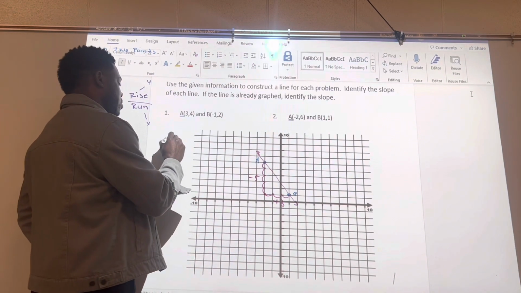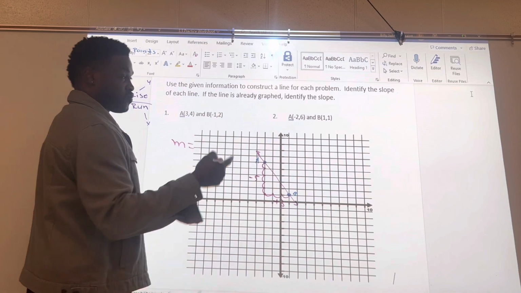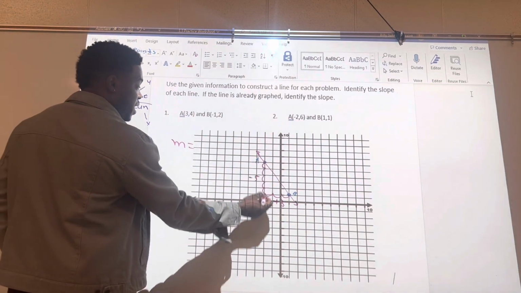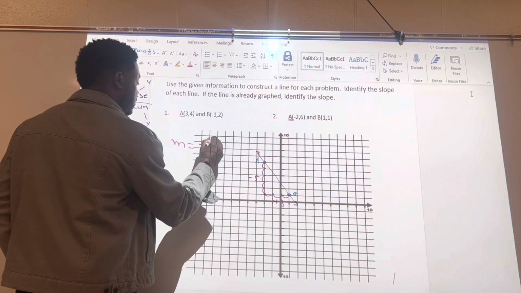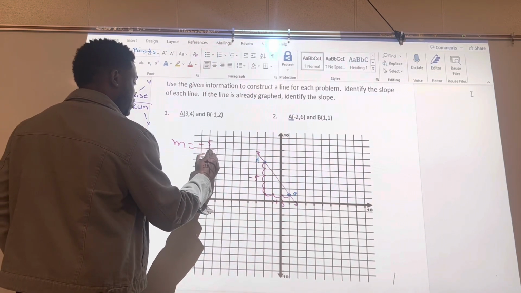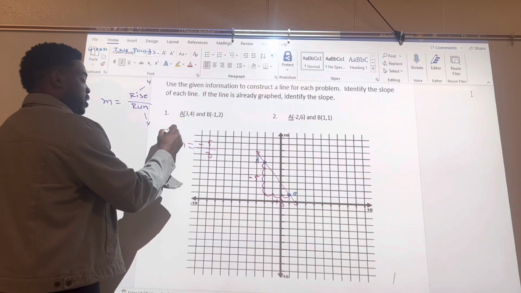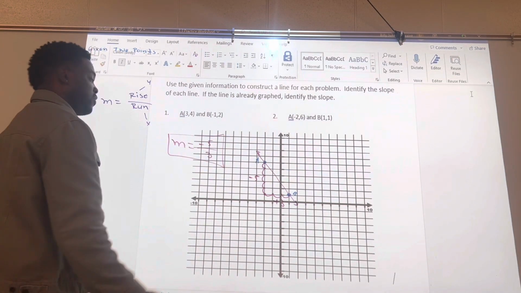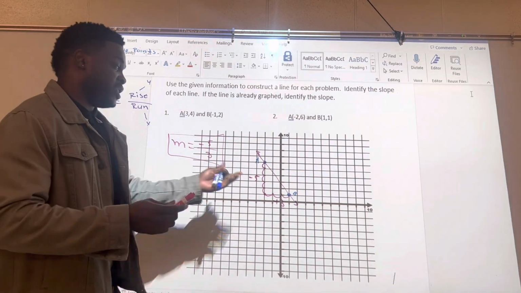I need to write down the slope. Remember, the slope is rise over run. So this is my rise over here. I'm rising -5, and then my run is +3. Therefore, my slope is -5/3. So it explains everything.